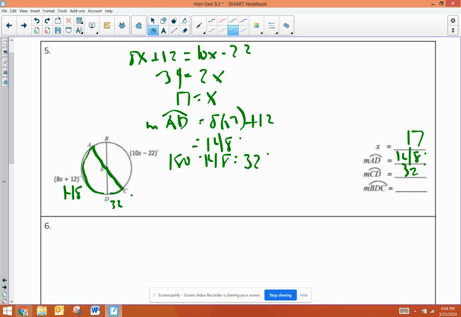Measure of angle BDC. So that's BDC. So it's going to be the whole thing except for BC. So you just do 360 minus 148. You get 212.